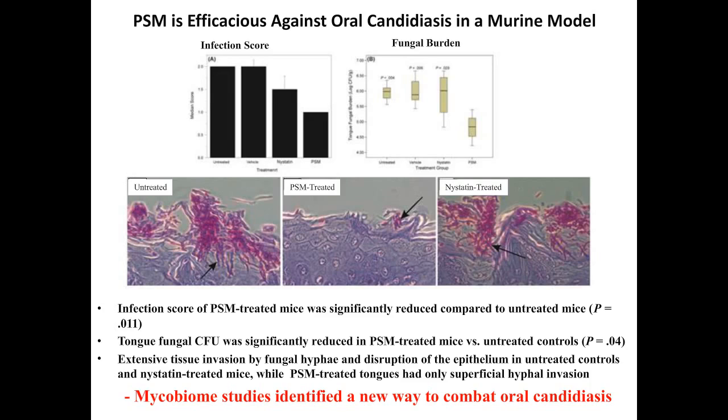As you can see, the PSM treated had the lowest infection score, and also the lowest fungal burden compared to nystatin and the other two control groups. And when you look in histology, a picture is worth 1,000 words. You can see in untreated a large number of hyphae forming in the tongue. Nystatin treated, in the right hand panel, also shows a lot of fungi, but very few PSM treated animals had fungi, really few fungal elements in the tongue. So this showed clearly that Pichia can treat oral candidiasis.